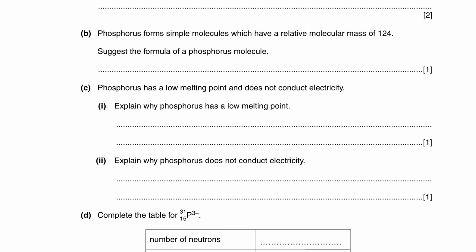Phosphorus forms simple molecules which have a relative molecular mass of 124. Suggest the formula of the phosphorus molecule. And that's easier said than done, or easier done than said. Yeah, I think the latter. Periodic table. I'm just opening the periodic table, which it won't let me.